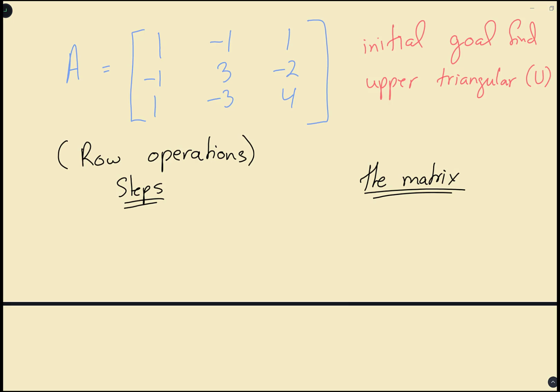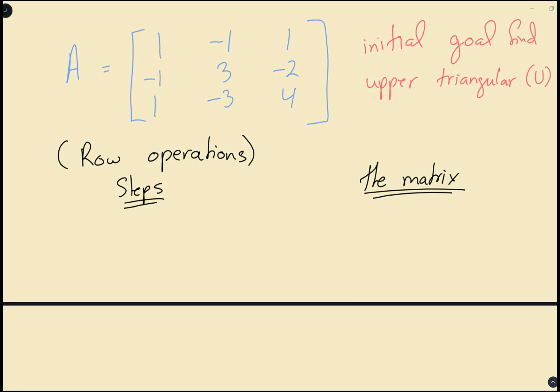As you recall, the first row is typically unchanged. Then the second row is going to be modified using the first row. Also, the third row is going to be modified using the first row.